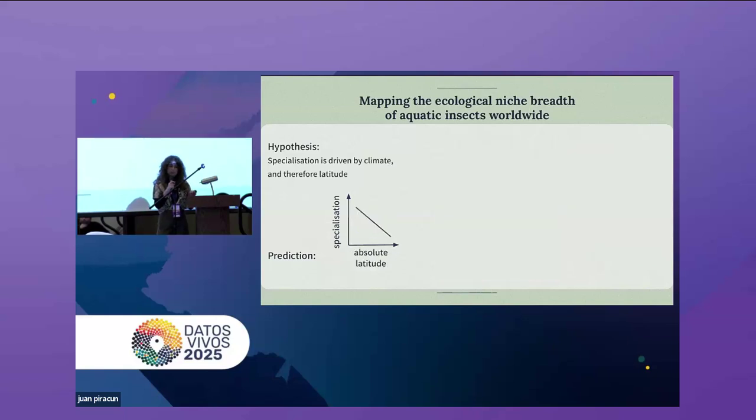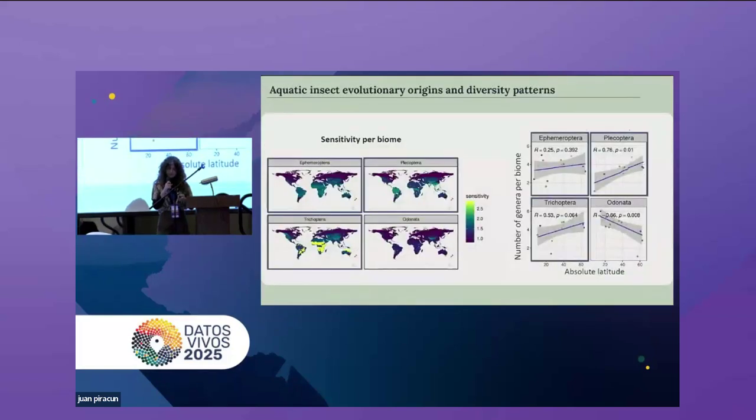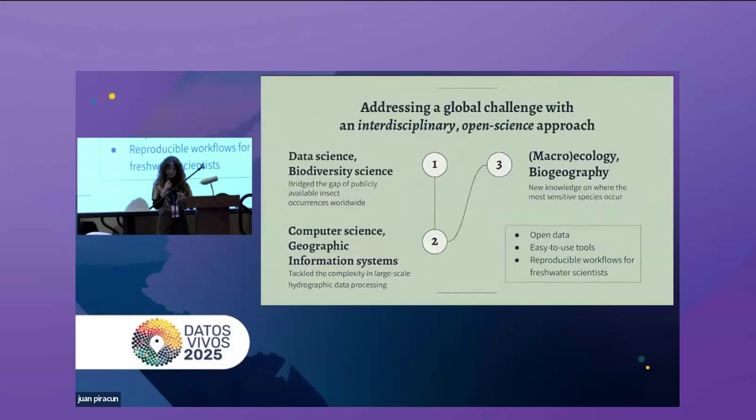And then I tested the second one that says that specialization is driven by climate and therefore latitude. So this hypothesis states that at the equator, because of climatic stability, mainly temperature stability, species are more specialized, while when we move away from the equator, we have a stronger seasonality that makes species adapt to a greater range of climatic conditions. And for this one, I found slight evidence for 3 out of the 4 orders. So I am skipping those.